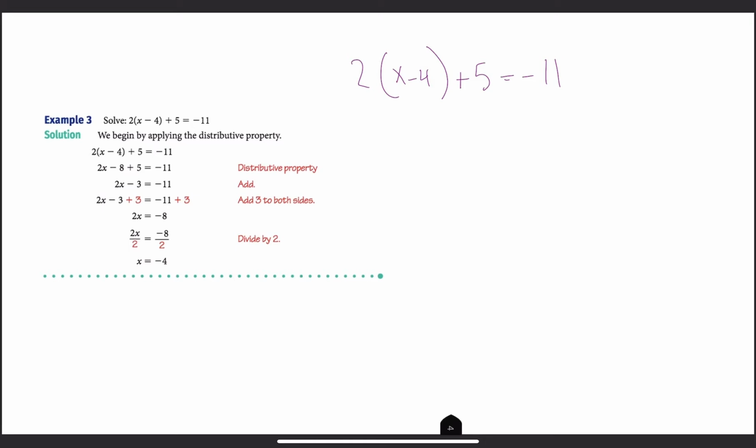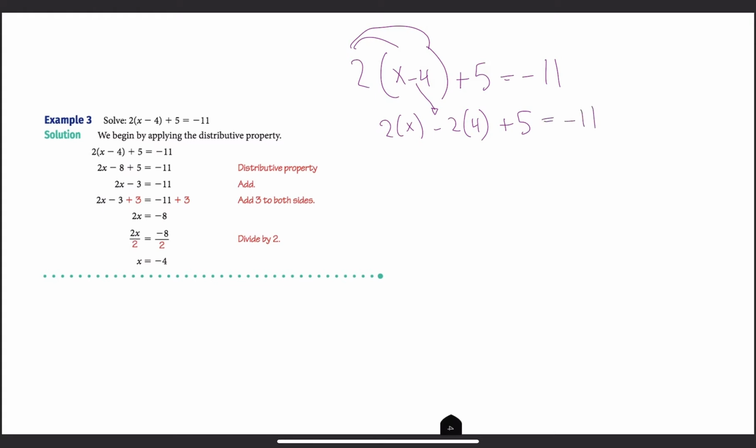I've got to distribute this 2 to the terms inside parentheses here. So it's 2 times x minus 2 times 4. So this minus I'm just bringing down here. And since this didn't have a negative, I didn't worry about using extra parentheses. It's just 2 times 4. And then bring down the plus 5 equals negative 11.